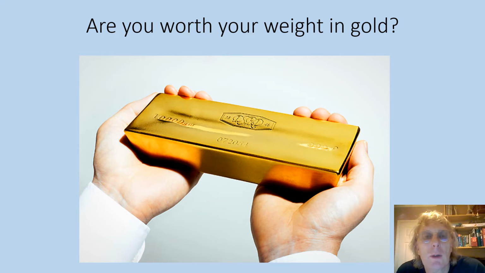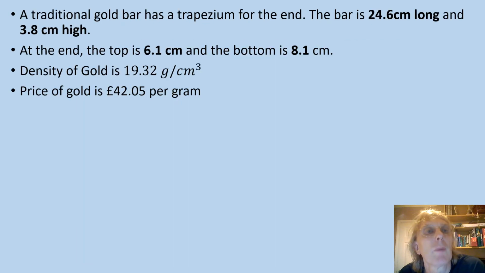Are you worth your weight in gold? We've got a little picture here of somebody holding a gold bar. Now, I've tried to look at this gold bar and work out what sort of shape it is. It's a bit of an awkward shape, so I've made a model. It's not exactly perfect, but I think it would do for a nice question to solve. So I'm basically going to say it's a trapezium on the end, and it's going to be a trapezium-sided prism. So let's have a look at it.